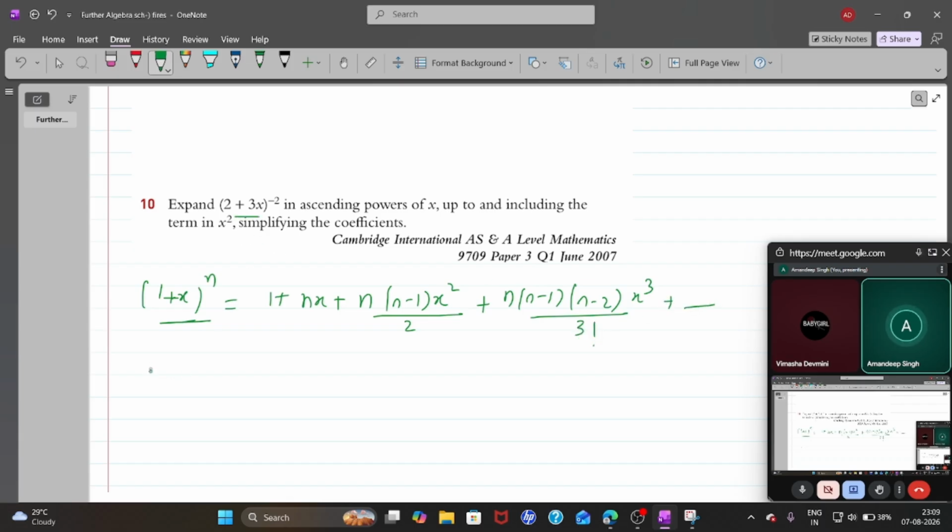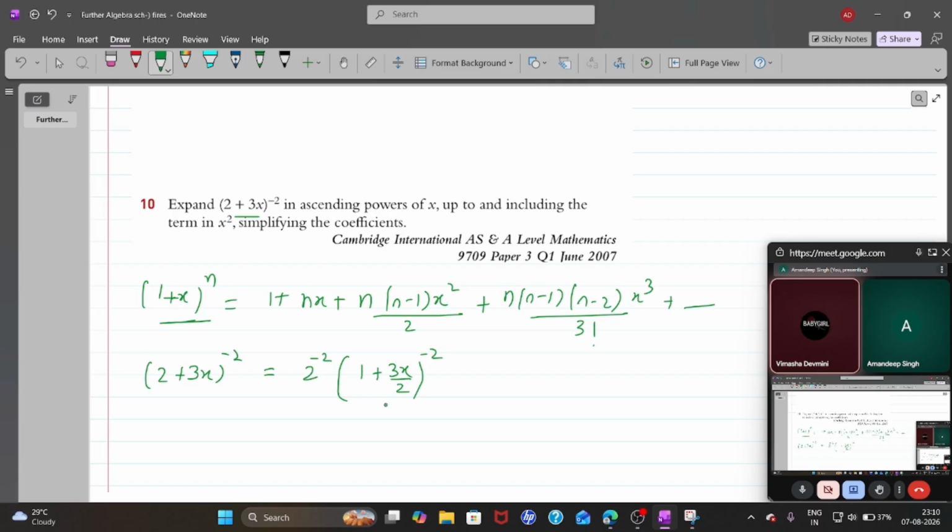So see how we can do that. What's the problem here? The problem is 2, right? So now the question is, how can I take 2 common? Because the overall power is minus 2. So if I take 2 common, would it be 2 to the power minus 2? Because I will take 2 outside the bracket. And wouldn't it be 1 plus 3x by 2 left inside the bracket?